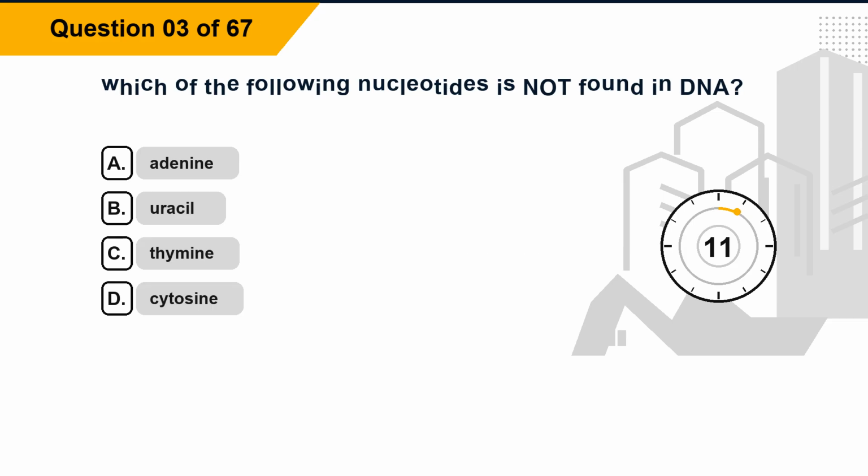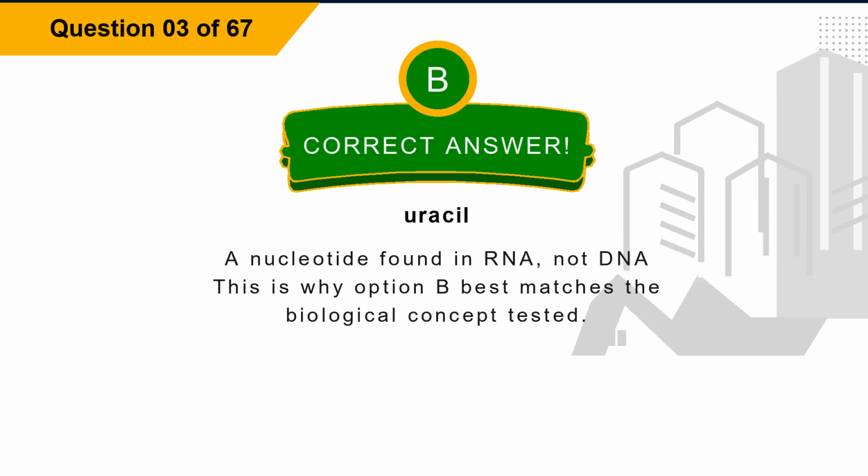Question 3. Which of the following nucleotides is not found in DNA? Option A, adenine. Option B, uracil. Option C, thymine. Option D, cytosine. The correct answer is option B, uracil. Explanation: Uracil is a nucleotide found in RNA, not DNA. This is why option B best matches the biological concept tested.